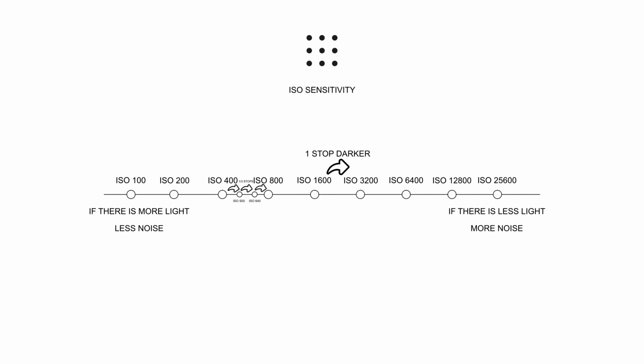Moving from one ISO value to another is called one stop. Each stop is further subdivided into 1/3 intermediate stops, as with aperture and shutter speed.